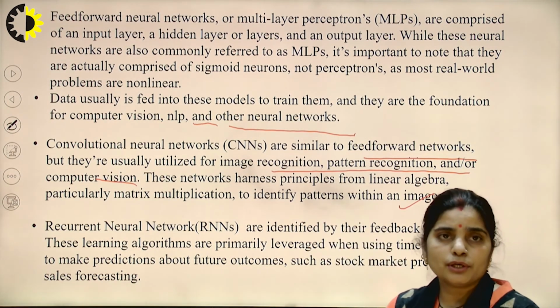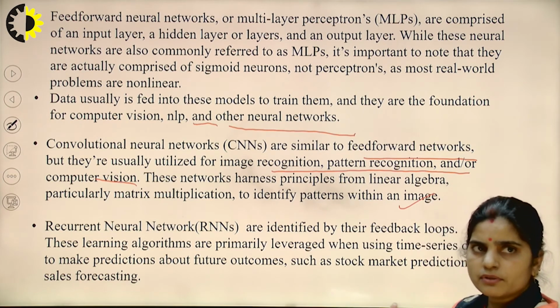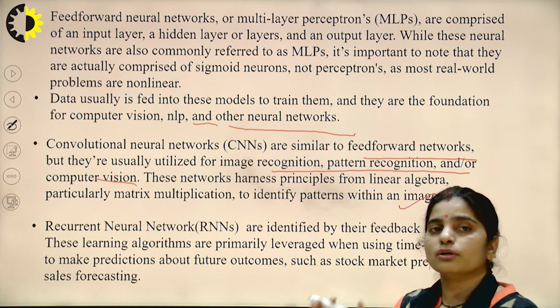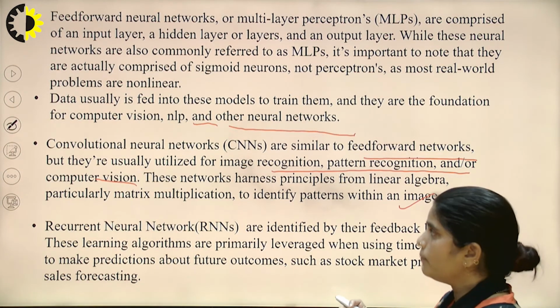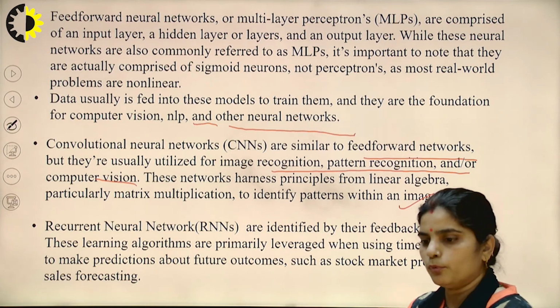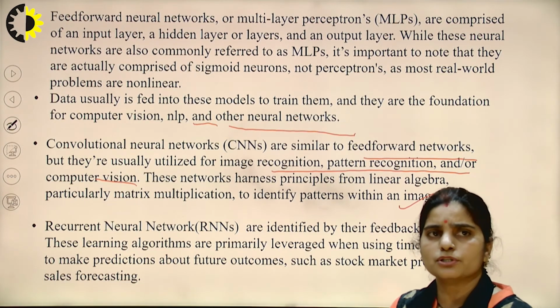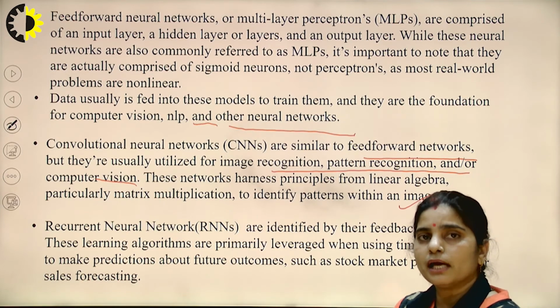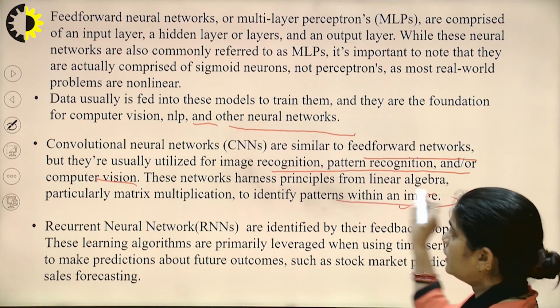In convolutional neural networks, generally we convert the images or patterns into matrix form, and after that we apply many matrix calculations. We have to perform many calculations over that to identify the patterns within an image.